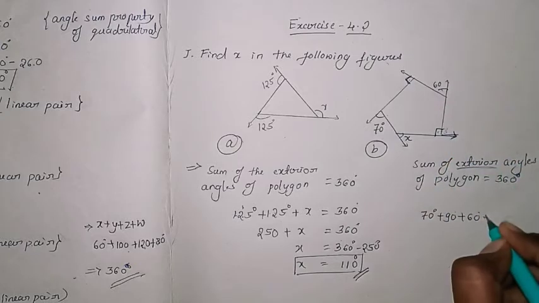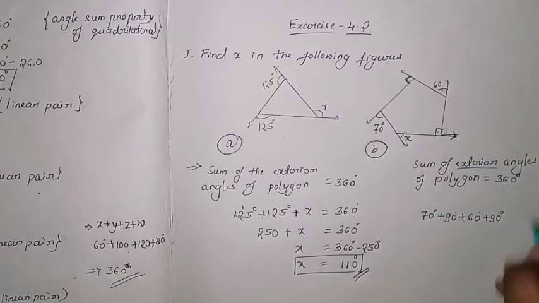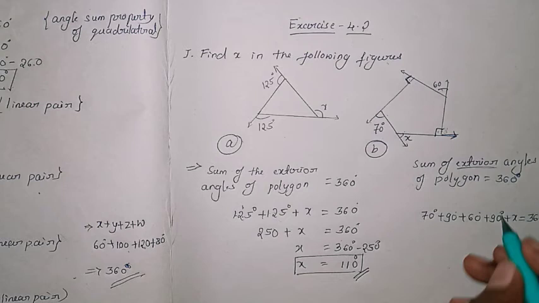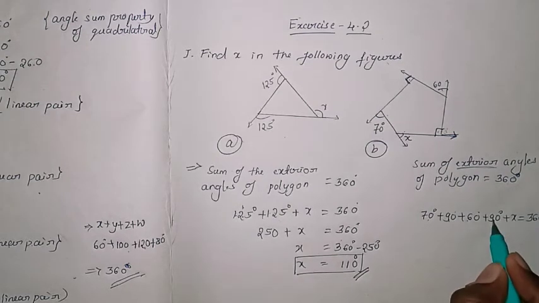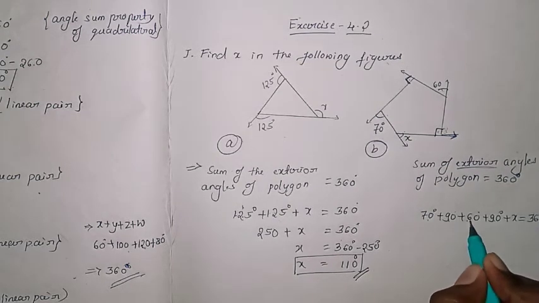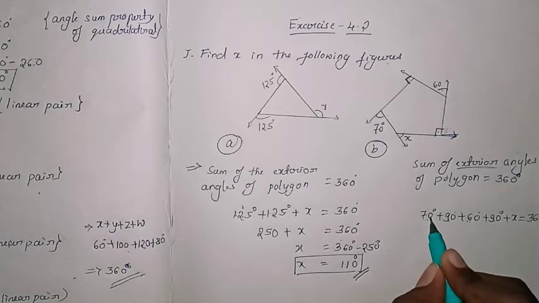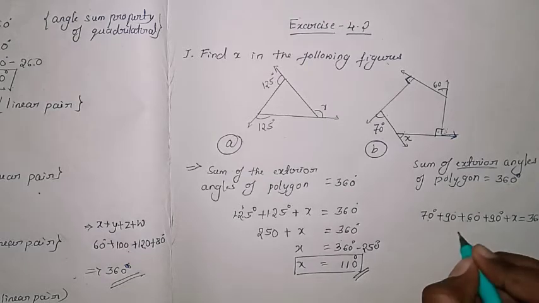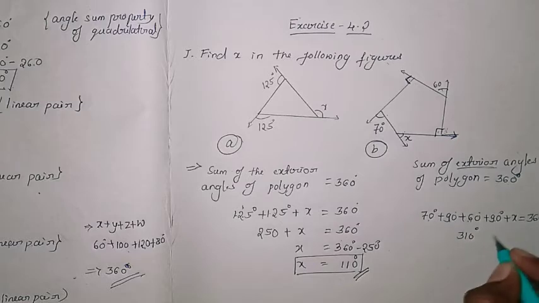So we can say this one is also 90 degrees plus x, which is equal to 360 degrees. The sum of the exterior angles of any polygon is equal to 360 degrees. Now, 90 plus 90 is 180. 180 plus 60 is 240. 240 plus 70 is 310 degrees plus x, which is equal to 360 degrees.